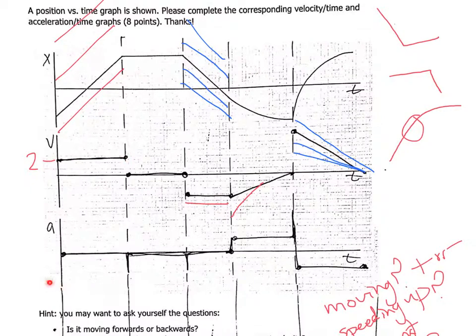And that is because basically everything we do in this class deals with constant acceleration. So constant acceleration means the acceleration time graph is always going to be flat. So it will always be horizontal lines in some location. Okay, I hope that helped.